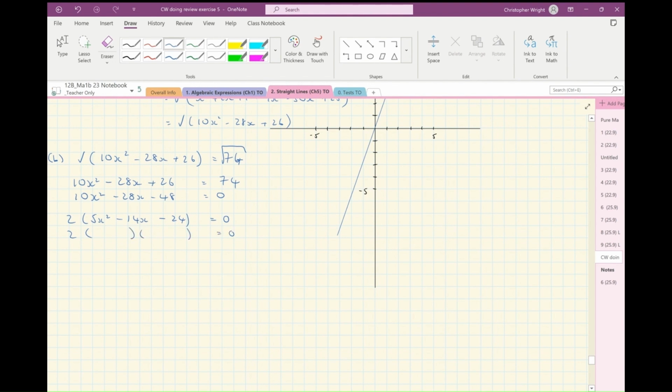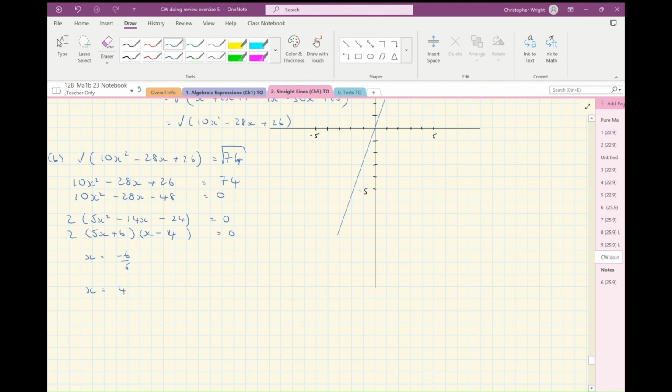It's going to factorize to 5x and x, of course. And now I know I'm going to have a plus and a minus. I know they have to multiply to minus 24, and I know I need minus 14x's. So a bit of fiddling gives me this answer. So my two solutions for x, these are the x coordinates of the points which are the correct distance from the point A, are minus 6 over 5, and the other solution is 4.